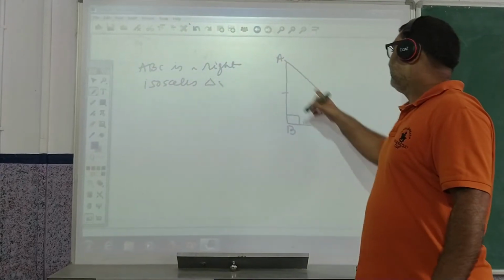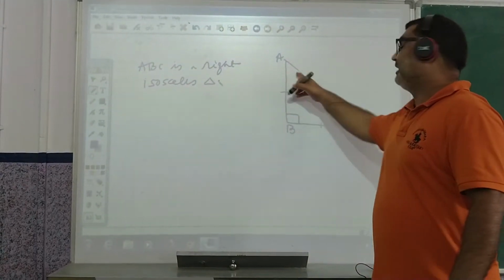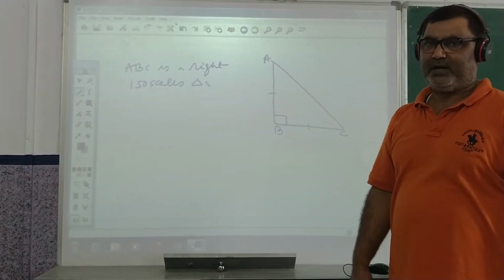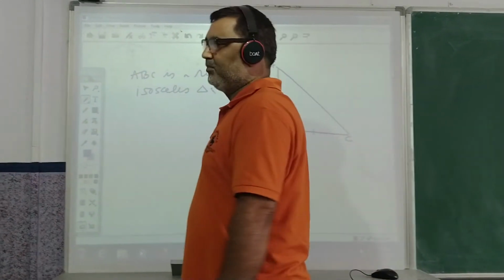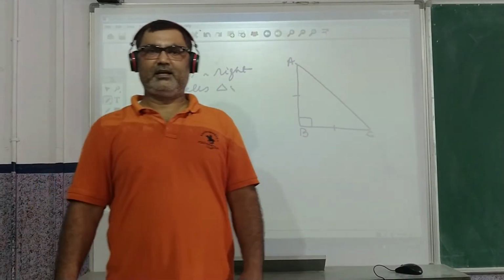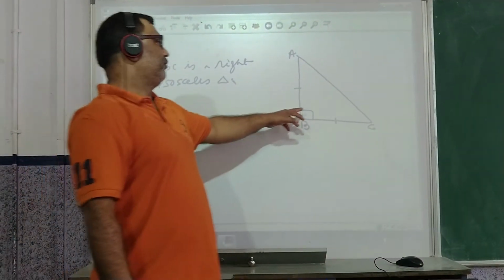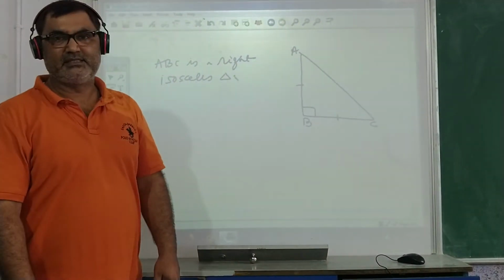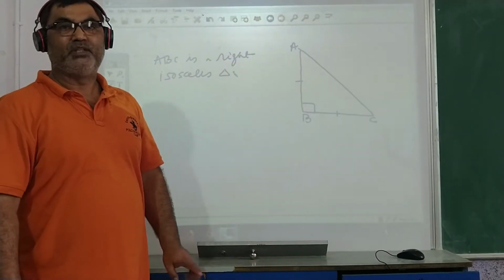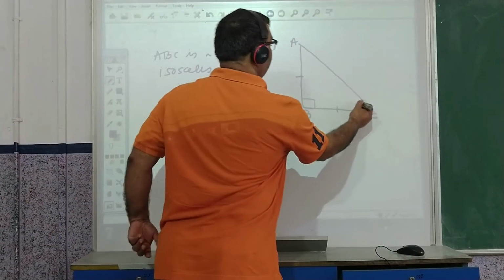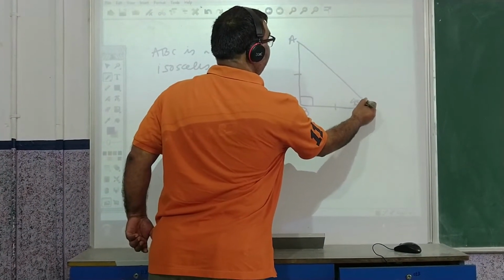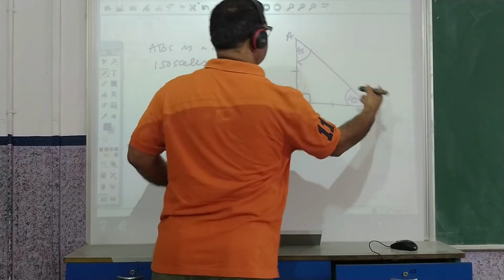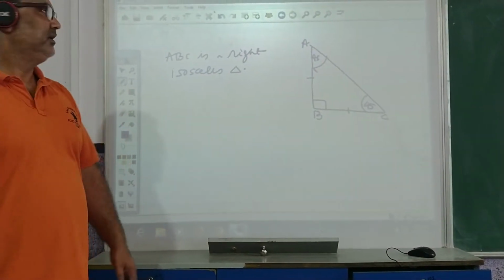Since one angle is 90, the sum of angle A and C will be what? 90. Because by our theorem, the sum of all the three angles of a triangle is 180 degree. So one is 90, so the sum of the remaining two, A and C, is 90. Therefore, each one will be 45, 45. Why 45? Because AB and BC are equal.